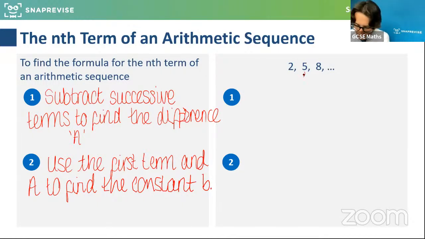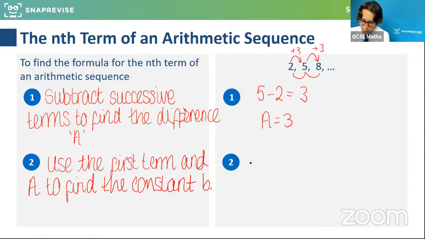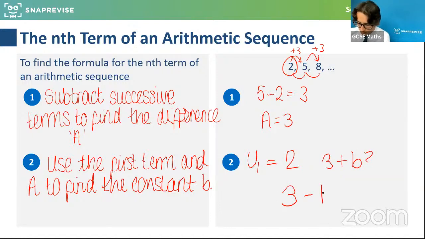Yeah, cool. Right, so from here to here and here to here, for example, if I do 5 minus 2, the common difference is 3. It's jumping up by 3 each time. Okay, so U1, which is 2, the first term is 2, that is 3 plus something. So that is 3 minus 1. So basically what I'm saying, this is starting to look complicated, but basically B is minus 1. The rule is 3n minus 1.